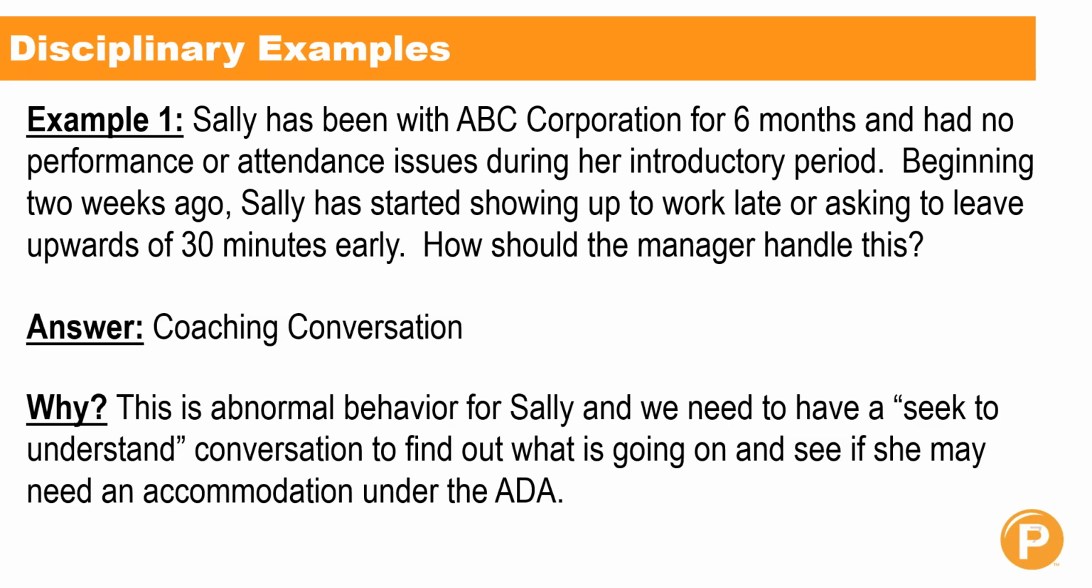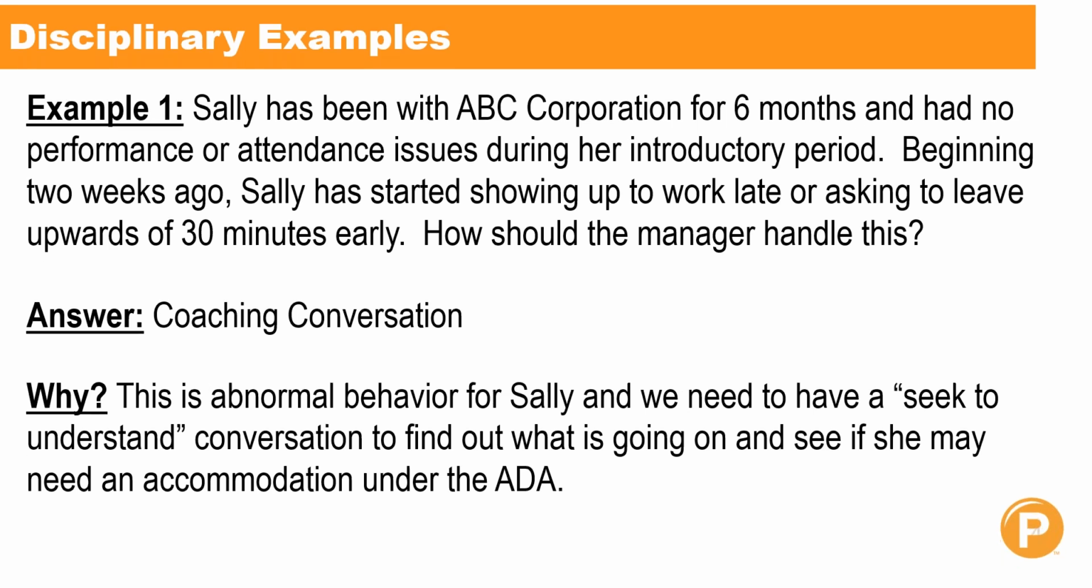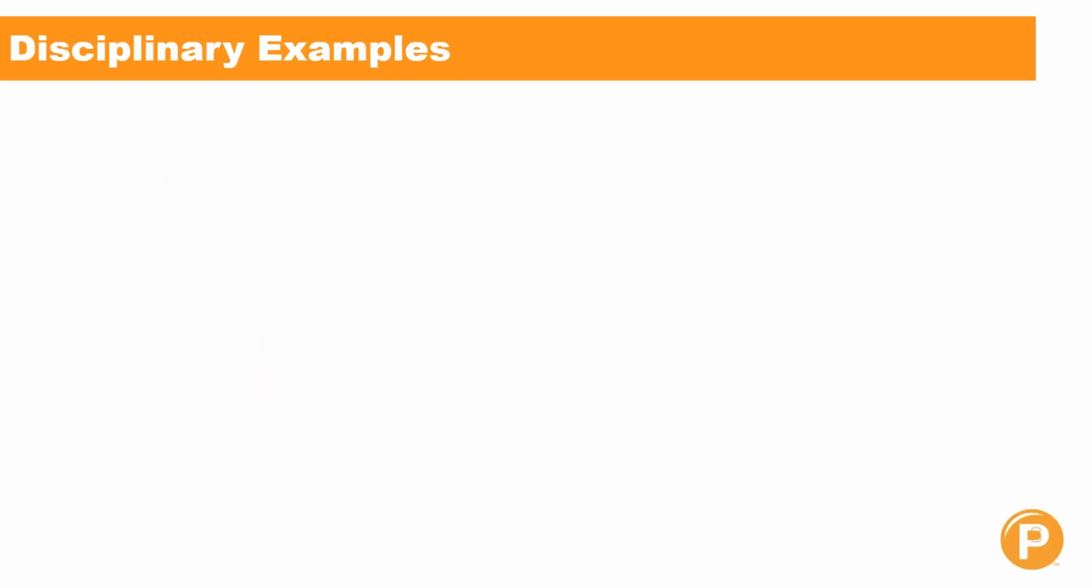So you guys were right. The recommended answer is a coaching conversation. Why? Because this is abnormal behavior for Sally, and we need to have a seek to understand conversation to really find out what's going on and see if she may need an accommodation under the ADA, if that's something that may apply. Now, keep in mind, Sally has only been with the organization for 6 months, so she would not be eligible for FMLA. So at this point in time, when we talk to Sally, we're really just looking for those ADA red flags.